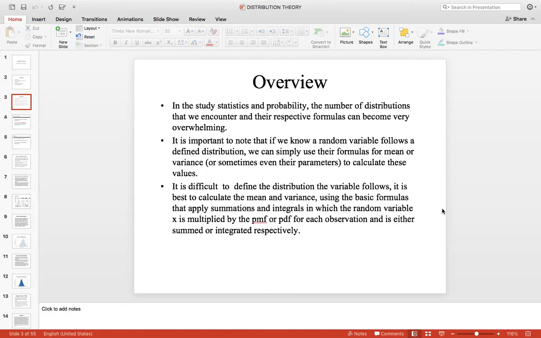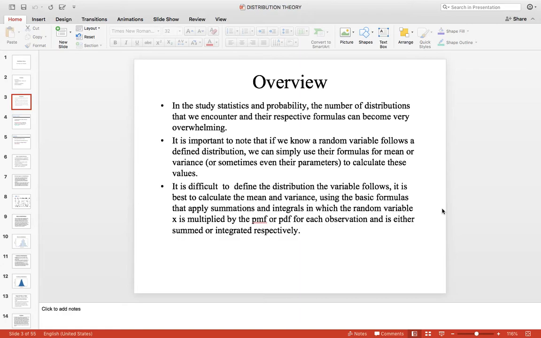It is important to note that if we know a random variable follows a defined distribution, we can simply use their formulas for mean or variance, or sometimes even their other parameters like their probabilities and cumulative probabilities to calculate these values. So basically, to fit a distribution, you should know the values of the parameters, and you should also know the probability mass function in the case of discrete distributions, and probability density function for the continuous distributions.